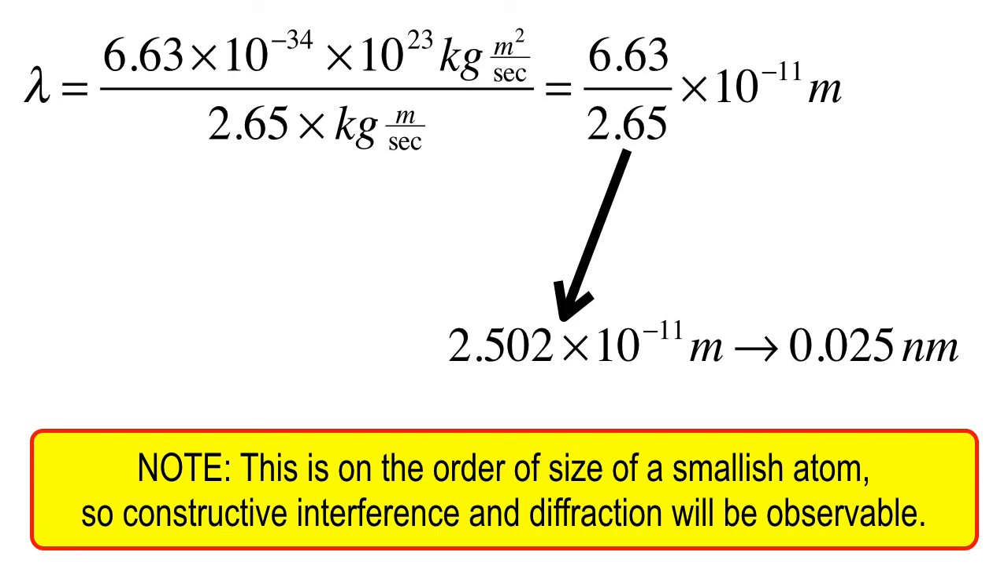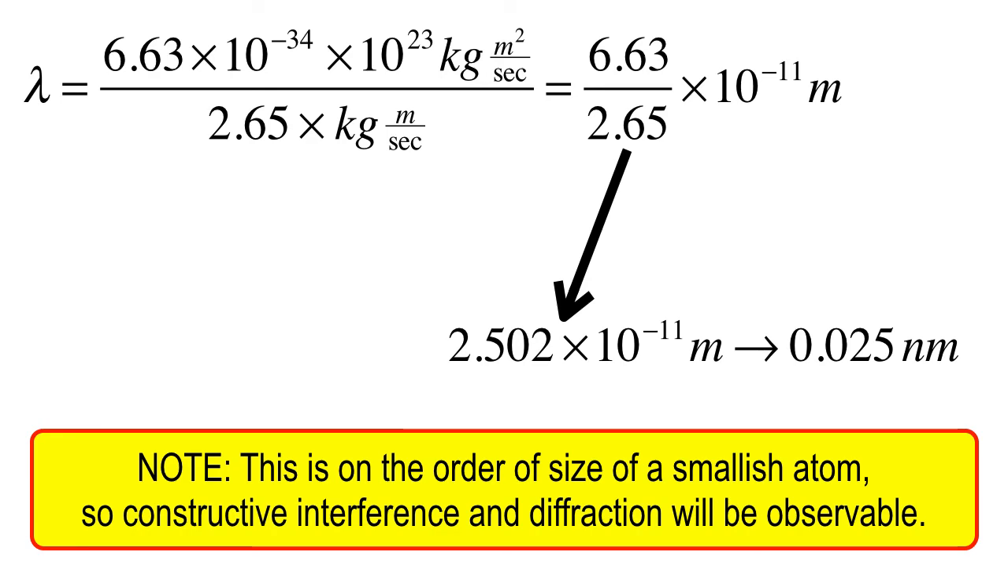And note that this is on the order of the size of a smallish atom. So for electrons, constructive interference and diffraction in terms of an atom is going to be an observable thing.